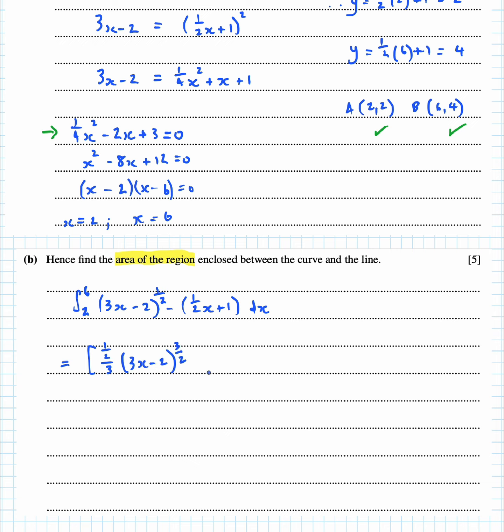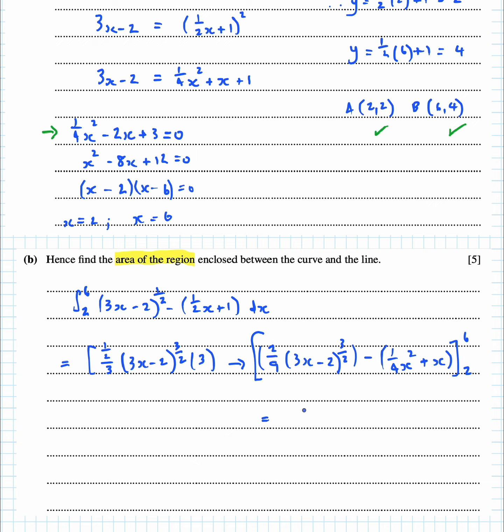So 1/2 over 3, 3x minus 2, 3 over 2 times 3. So it's a chain rule there. And then I'm just going to simplify that part first before I do the line. So 2 over 9, 3x minus 2 to the 3 over 2. And then our second part for the line, 1/2 x, so be 1 over 4 x squared plus x. And all of that with 6 and 2 as our limits.